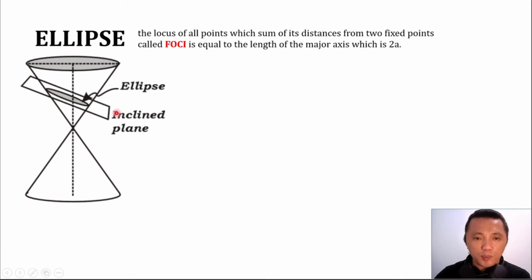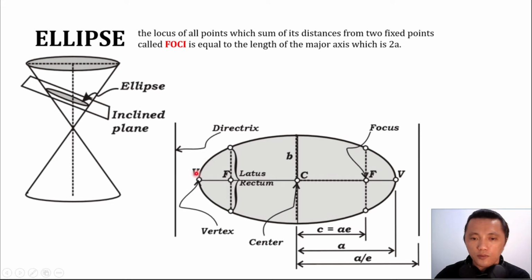You can form an ellipse by passing an inclined plane along one of the cones. So you can form it here, in this direction, or in this direction, as long as the plane is inclined and hits only one cone. Okay, so this is the ellipse.